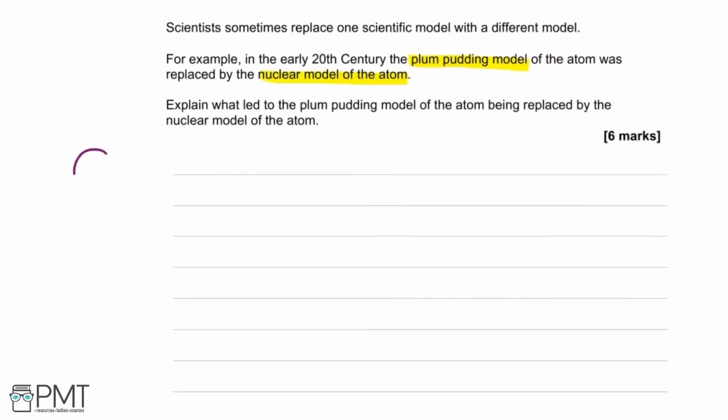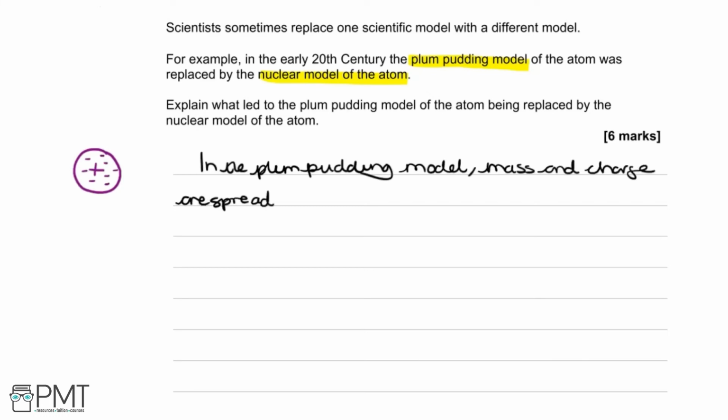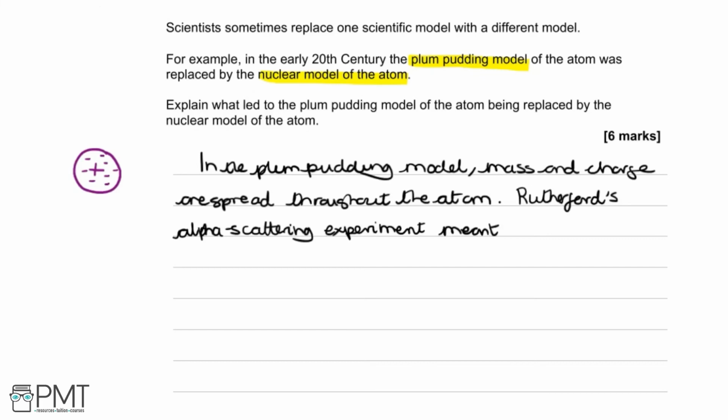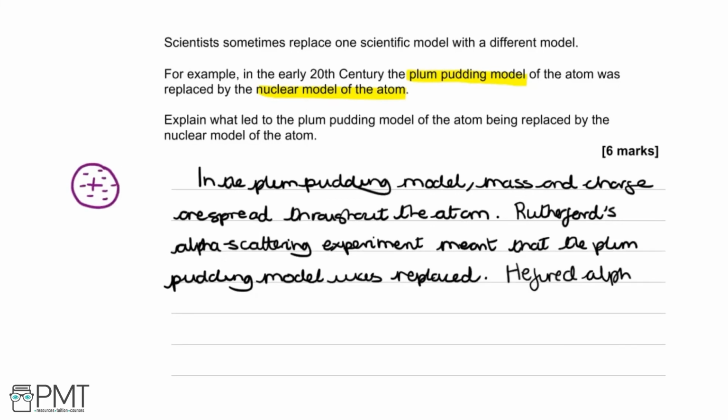So the plum pudding model was what they thought that atoms looked like in the early 20th century. They thought that it was a ball of positive charge with negative charges spread throughout it like plums in a plum pudding. So in the plum pudding model, mass and charge are evenly spread throughout the atom. Next we need to say which experiment meant that the plum pudding model changed and how they conducted this. So it was Rutherford's alpha scattering experiment that meant that the plum pudding model had to be replaced. And he did this by firing alpha particles at a thin sheet of gold foil.